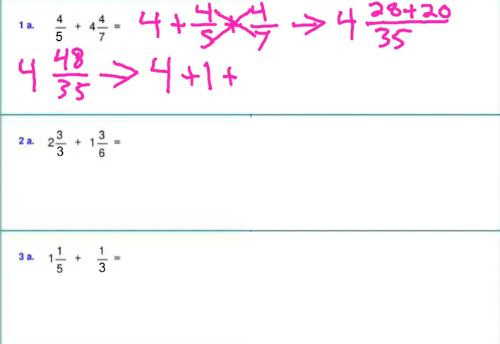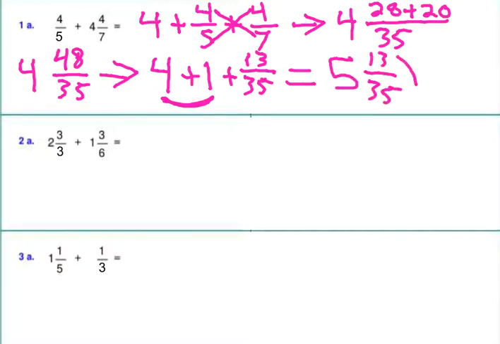What is 48 minus 35? 13. So you'd have 13. And what fraction is that? 13/35. Good. You can't simplify that, but you can combine these two numbers together. So what's 4 plus 1? 5. So this whole thing's going to equal 5 whole and 13/35. So it's kind of complicated, but not too bad.